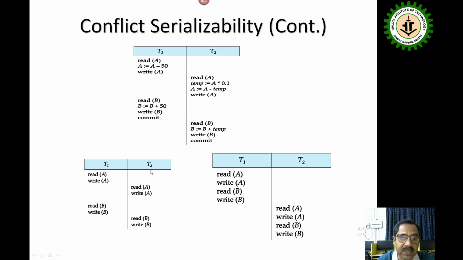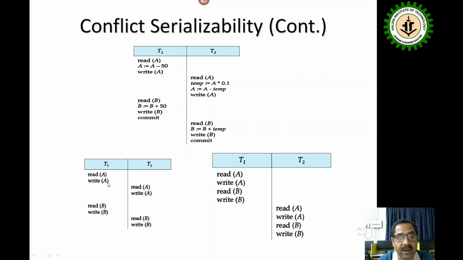So T2 performs write operations on data item A, then T1 performs read operation on data item B. Does it conflict? No. Reason being, T2 performs write operations on data item A and T1 performs read operation on data item B, so different data items. If on different data items, the conflict does not arise. Conflict arises when same data item.